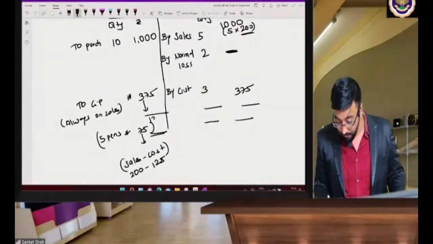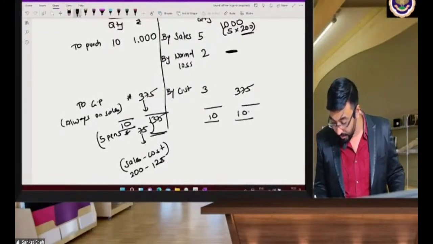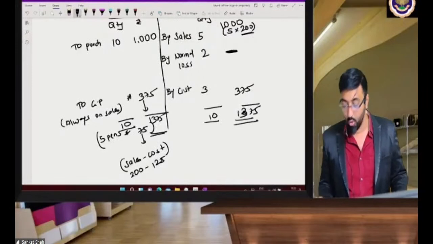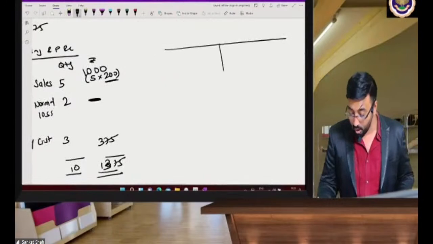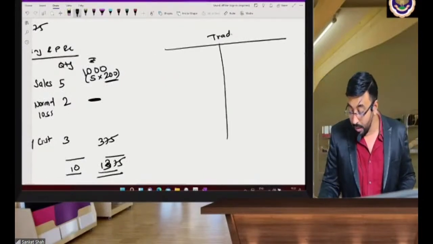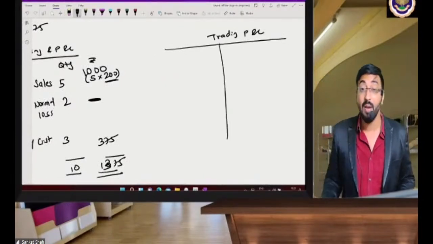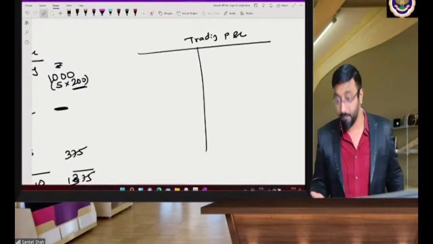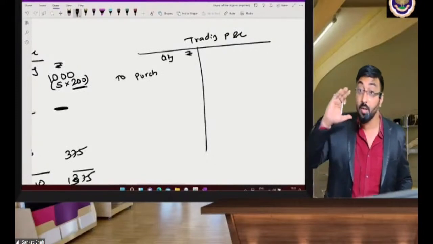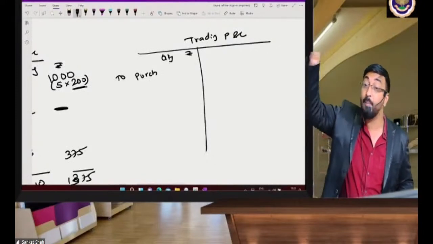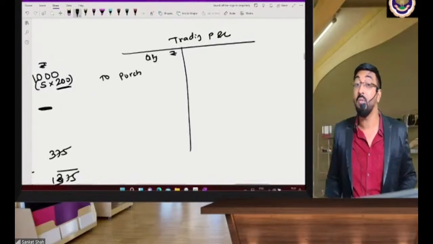So see, my amount is 10 pens, 10 pens, 10 pens, and 1375 is the total. Now, suppose this is abnormal loss. If this is abnormal loss, how will my profit, how will my picture be different? Think logically. Sanket sir always tells you, first look at what is going to happen in the trading and P&L account, then it will be easy for you.